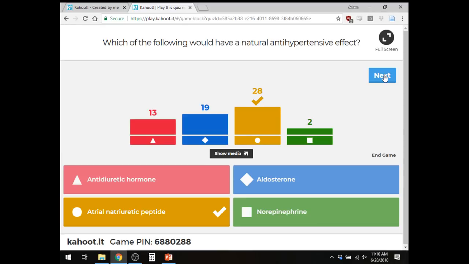Preload in this case, right? Because I have more volume coming back, right? So my end diastolic should be going up as well, but you're going to find that as more volume comes back, it's going to stretch out the atria. That will release atrial natriuretic peptide. So we know it comes from the atria, and then what's it going to do?